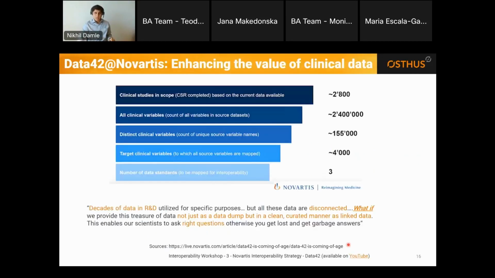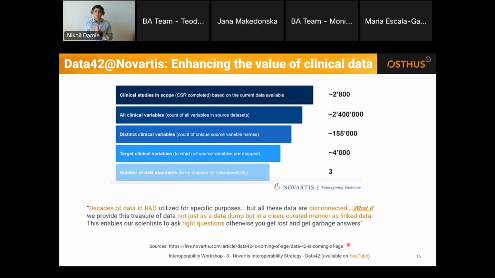And one way to do that is as described here in the Data42 project by Novartis. Novartis has been involved in clinical research for decades. But so far, these data were all scattered. Excel still dominated in some way or the other. And the data were disconnected because, as I said, they were isolated in silos or in some departments.